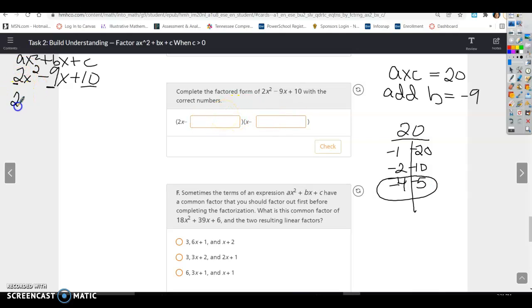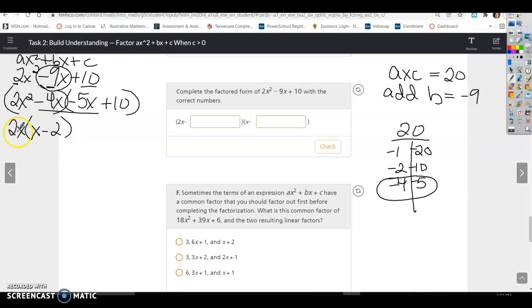So I'm going to bring down my 2x squared, and what I'm going to do is rewrite this middle term. Negative 9x is the same as negative 4x and negative 5x. So I'm going to do negative 4x minus 5x, which is the same as negative 9. I'm just rewriting that, plus 10. So now I can group these. I'm going to group these and pull out my greatest common factor of each. So in the first binomial, what is my greatest common factor? That would be 2x. And if I pull a 2x out of my first term, I'm left with x. And 2x from negative 4x is negative 2.